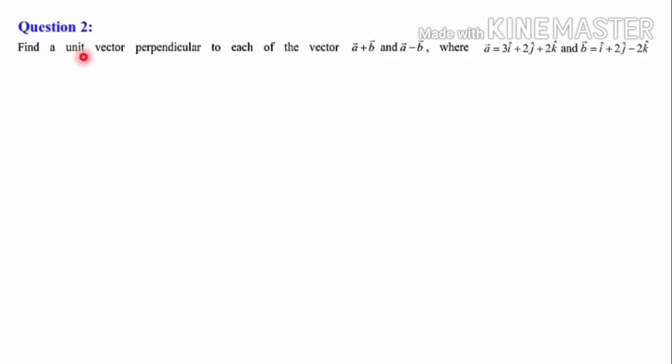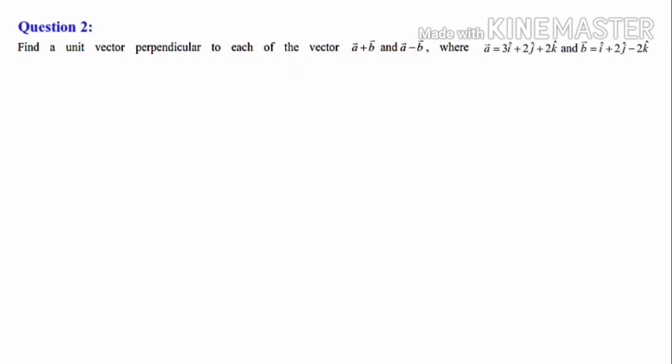Question is, find a unit vector perpendicular to each of the vector A plus vector B and vector A minus vector B, where vector A is equal to 3I plus 2j plus 2k and vector B is equal to I cap plus 2j cap minus 2k cap. Here we need to find a unit vector which is perpendicular to each of the vector A plus vector B and vector A minus vector B.